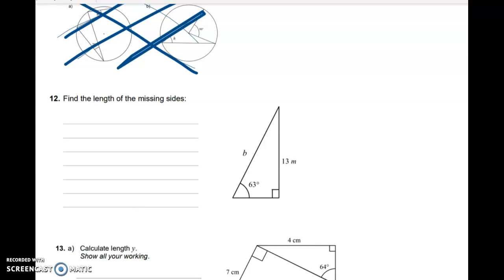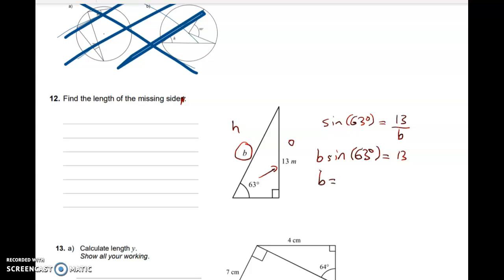So in 12, we have to find the length of the missing side, it should say. The missing side here is length B. So labeling, this is the opposite, this is the hypotenuse. So we have sine of 63 degrees is equal to 13 over B. So it's one of these ones where the thing we don't know is in the denominator. So B sine 63 is equal to 13. B is equal to 13 over sine 63 degrees.